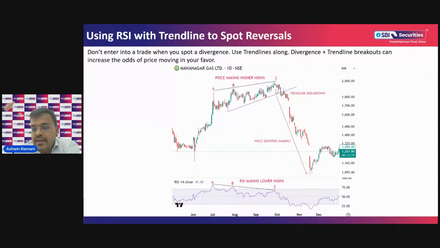So we are looking at, अगर bullish divergence है तो trend line breakout चाहिए, और अगर bearish divergence है we need a trend line breakdown. All good until now? If you all can give me a heads up in the chat box.